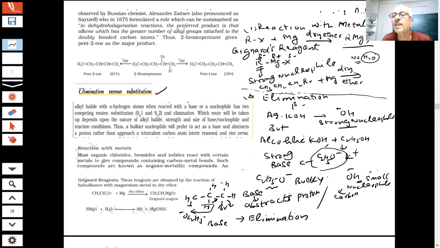This RMgX will react with water, students. Therefore, water must not be present. That is why we are using dry ether. Water will react with this because it is a strong nucleophile, then it will give RH plus MgOH, students. So water will react with Grignard reagent. We do not use water. This reaction is clear. Can I proceed further? Yes, sir. Proceed.